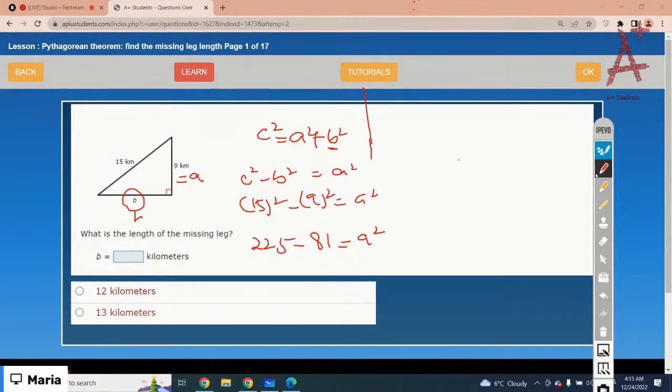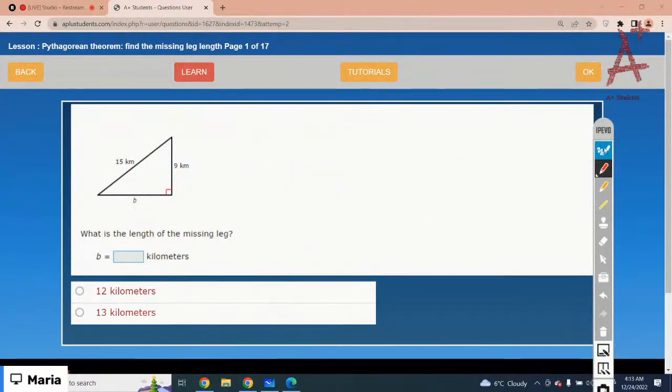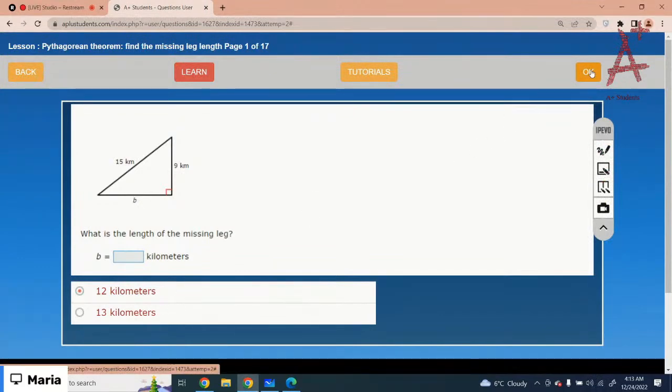So it would be 225 subtract 81. It is 144. Got it? So take square root both sides. So it would be a equals 12. Got it? So correct option is 12. Just select the correct option and click on the OK button. Got it? 12 kilometer it is.